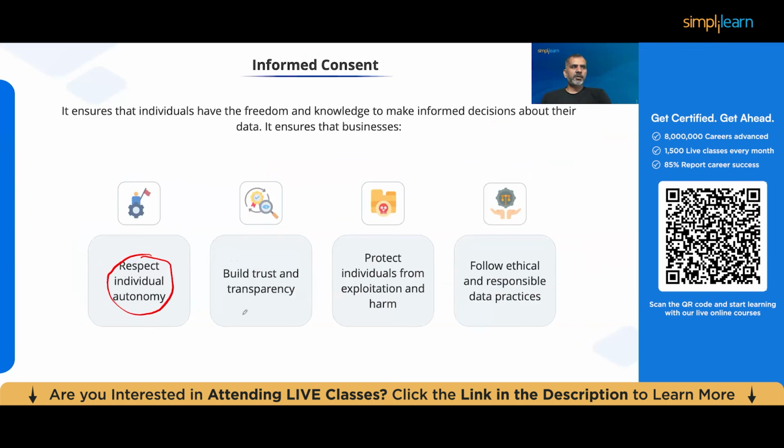In that way, it builds trust and transparency. It protects individuals from exploitation and harm, and it follows ethical and responsible data practices. That is very important when we talk about informed consent practices implemented in data organizations.